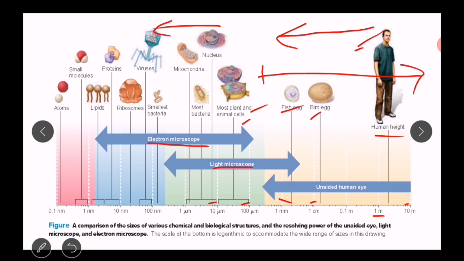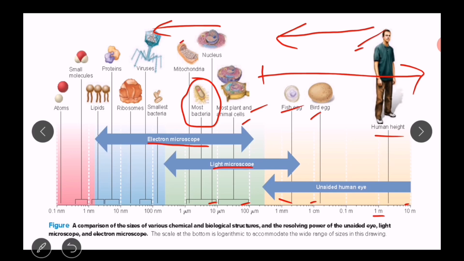We have come to the micrometer size. Now if you go more smaller, you see here bacteria. Most bacteria are between 1 micrometer to 10 micrometer. They are more smaller than these plant cells and animal cells. In fact, that's why these bacteria infect these larger cells.